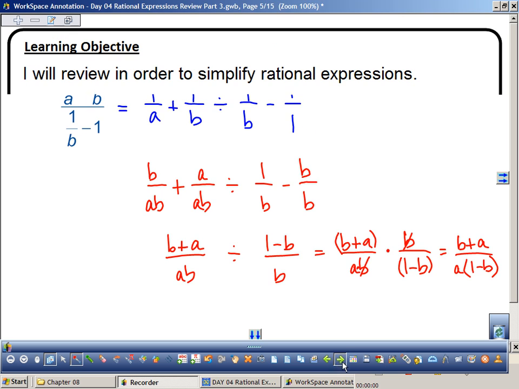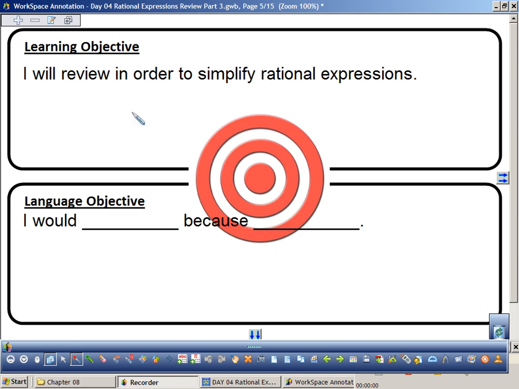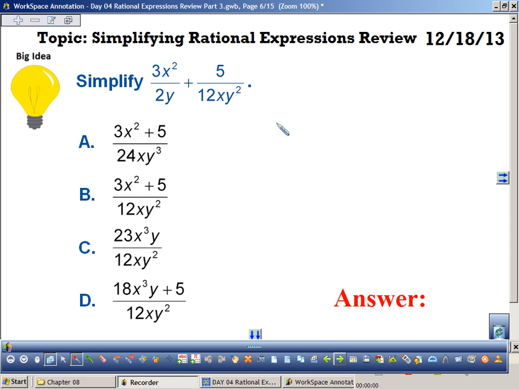All right. Why don't you guys do the next one with clickers? I will review in order to simplify rational expressions. We've been doing all week. So, make sure you have a clicker. Clear your desk of everything. We're going to get markers out and use our desk.